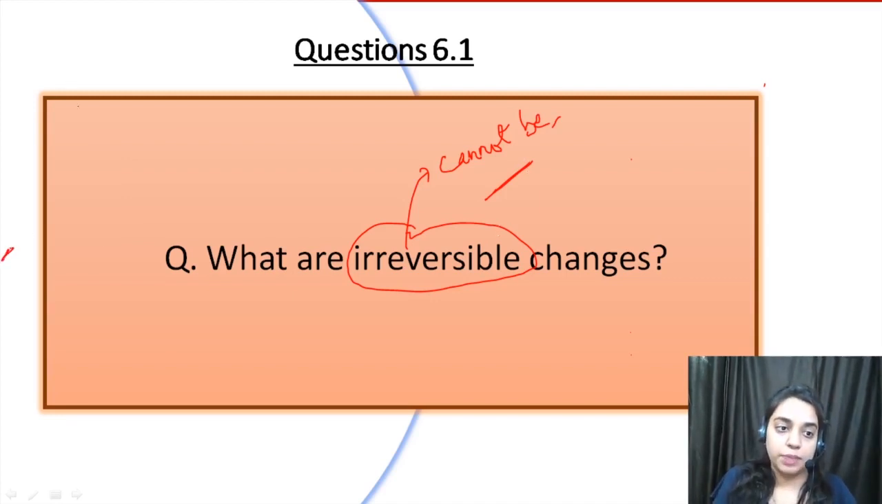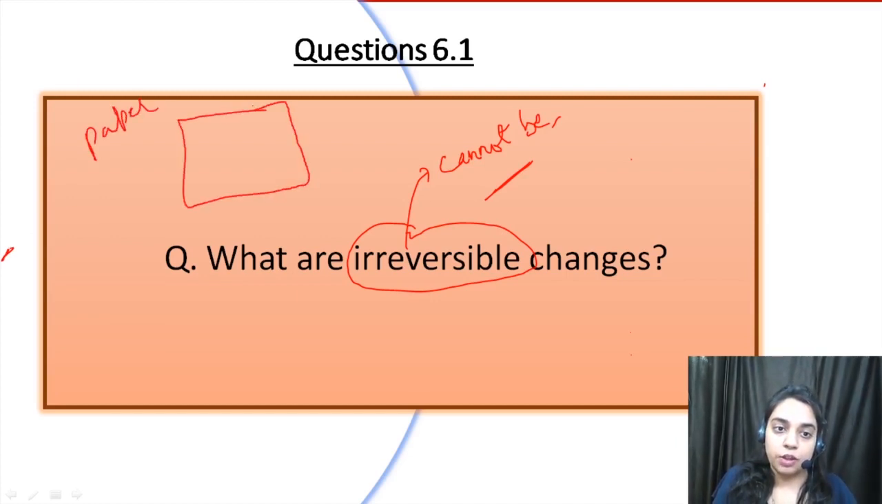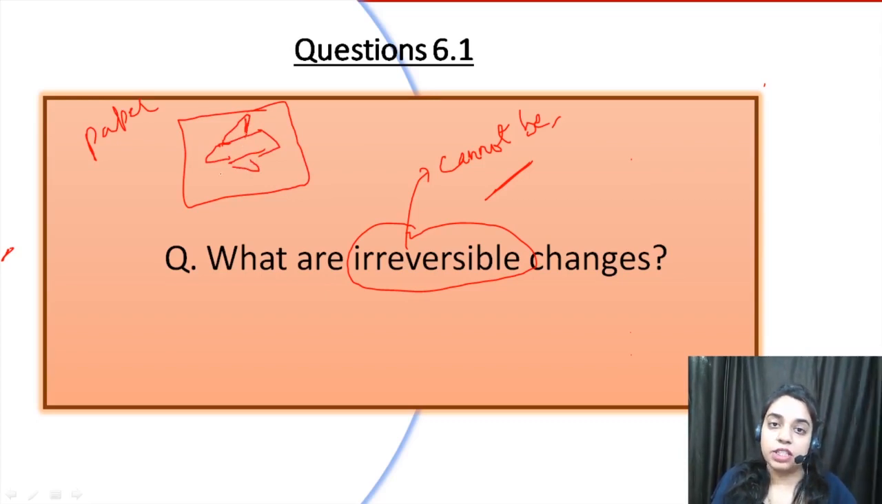Suppose you have a piece of paper, and on this paper you draw an aeroplane. Now what you did is you cut this shape of aeroplane with the help of a pair of scissors. Now can you get the initial paper back? No children, you won't be able to get this paper back because you have now cut this paper, right? So it cannot be obtained back.